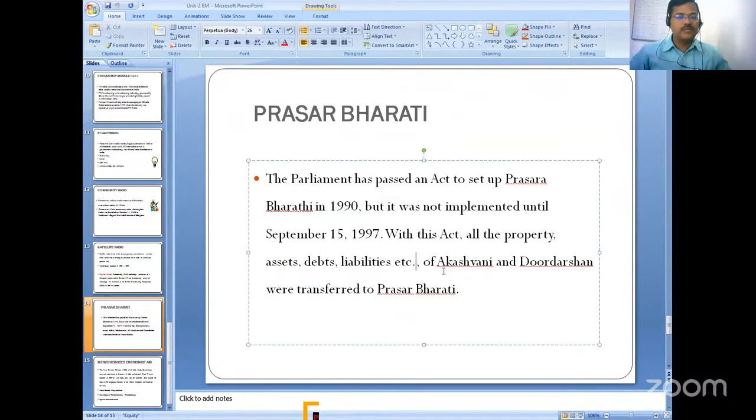Already we have discussed Prasar Bharati at length. The Parliament passed an act to set up Prasar Bharati in 1990, but it was not implemented until September 15, 1997. With this act, all the property, assets, debts, liabilities, etc. of Akashvani and Doordarshan were transferred to Prasar Bharati.